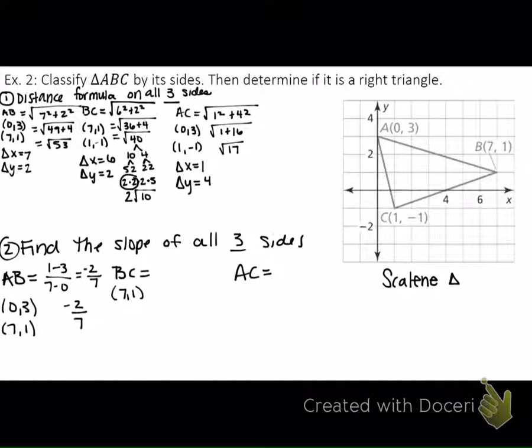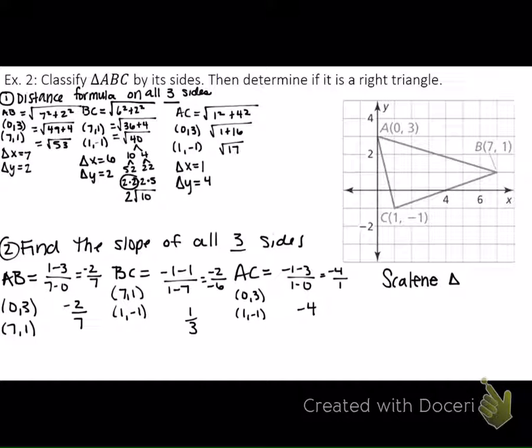So B is 7, 1. C is 1, negative 1. So I do negative 1 minus 1 over 1 minus 7, which is negative 2 over negative 6, which simplifies to 1/3. And then AC: negative 1 minus 3 over 1 minus 0 is negative 4 over 1, which is just negative 4. Are any of those slopes perpendicular?